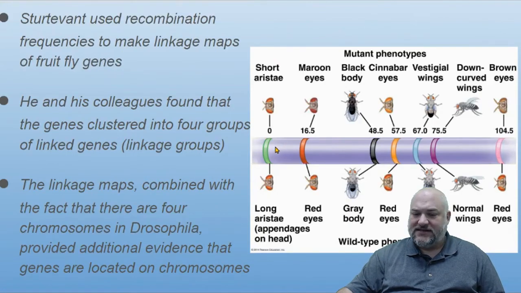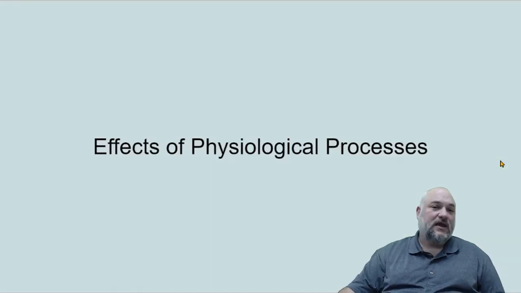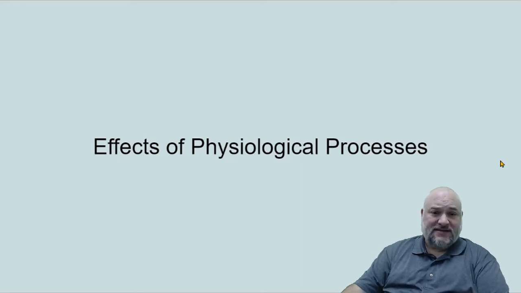This one here, you can just kind of see some of the data that Sturtevant collected on the fruit flies and how far away they are. It's not something you need to know for AP Bio, though. So, what are some effects of physiological processes on genes?